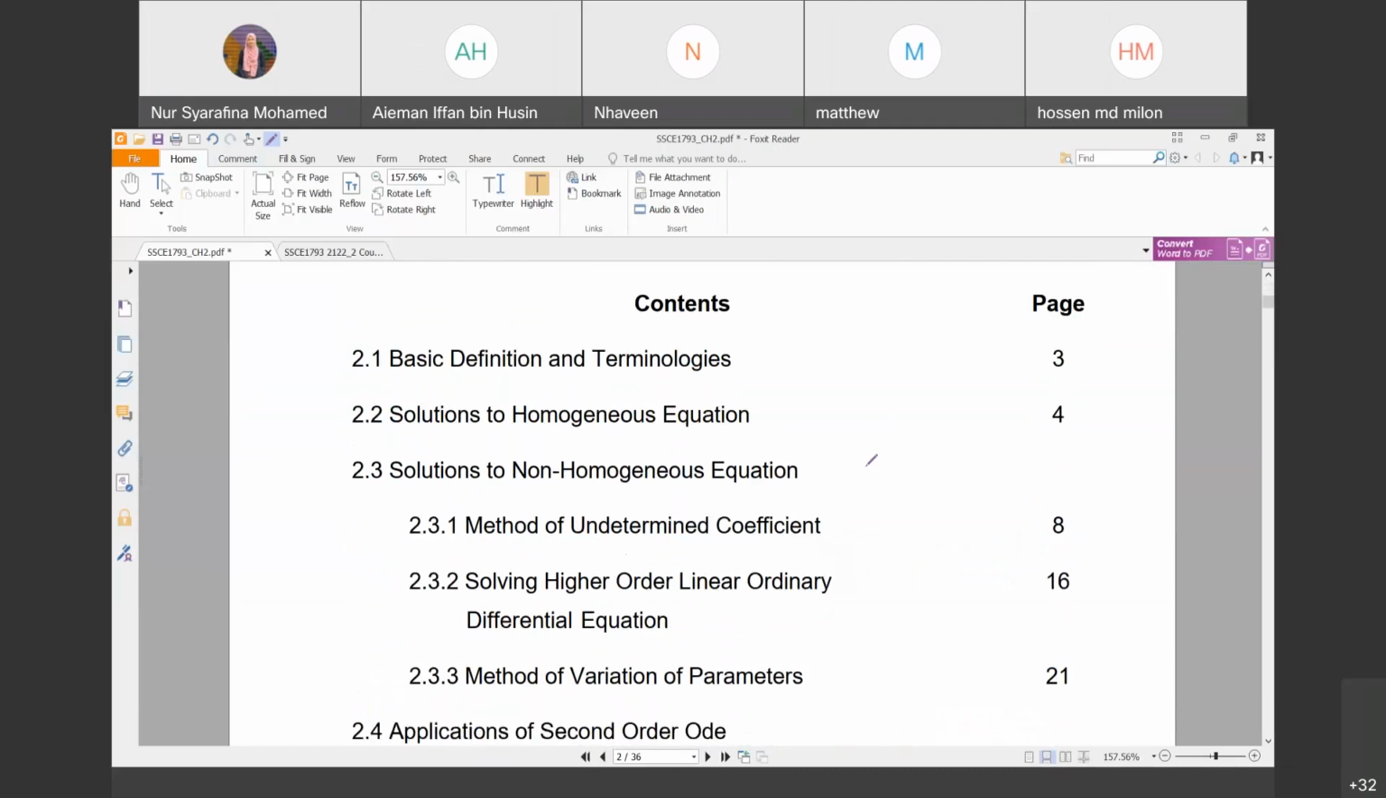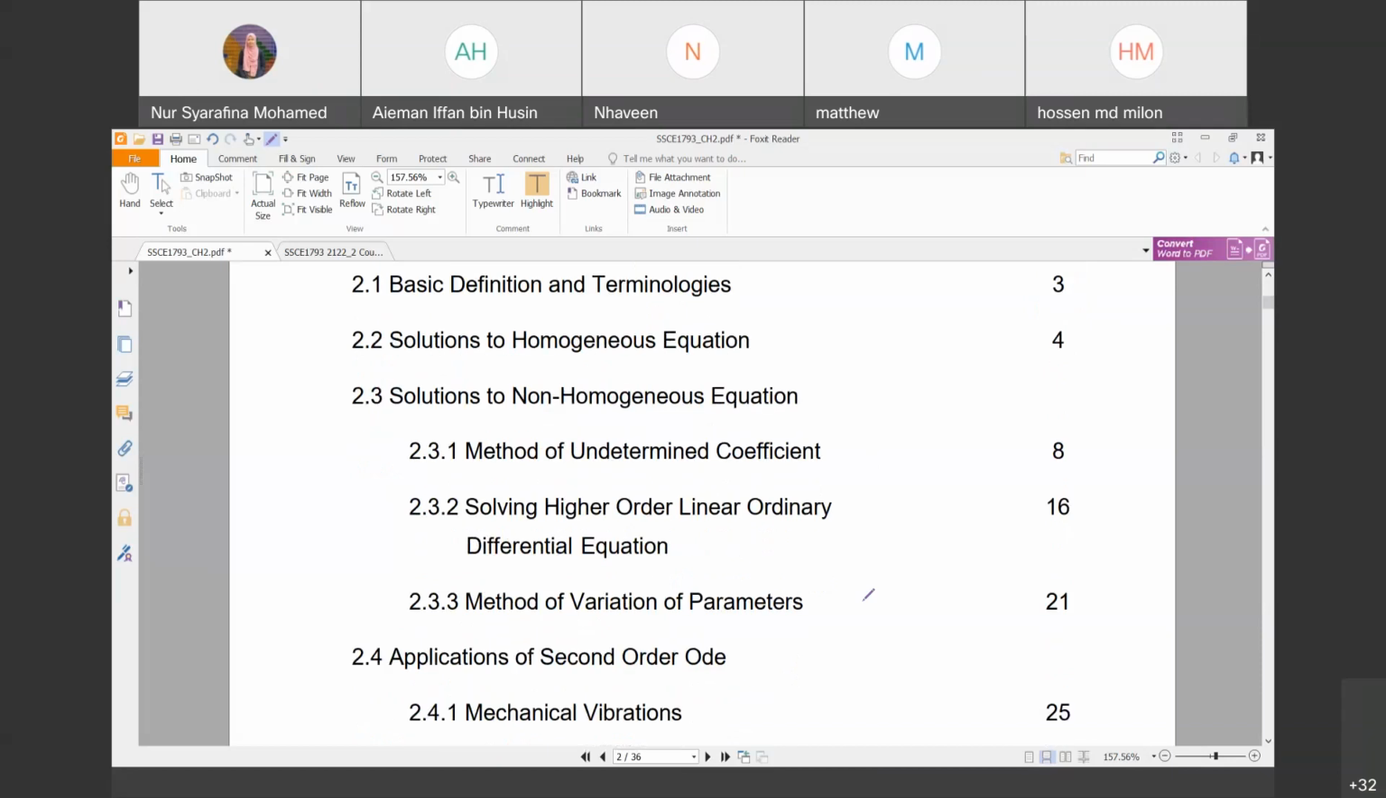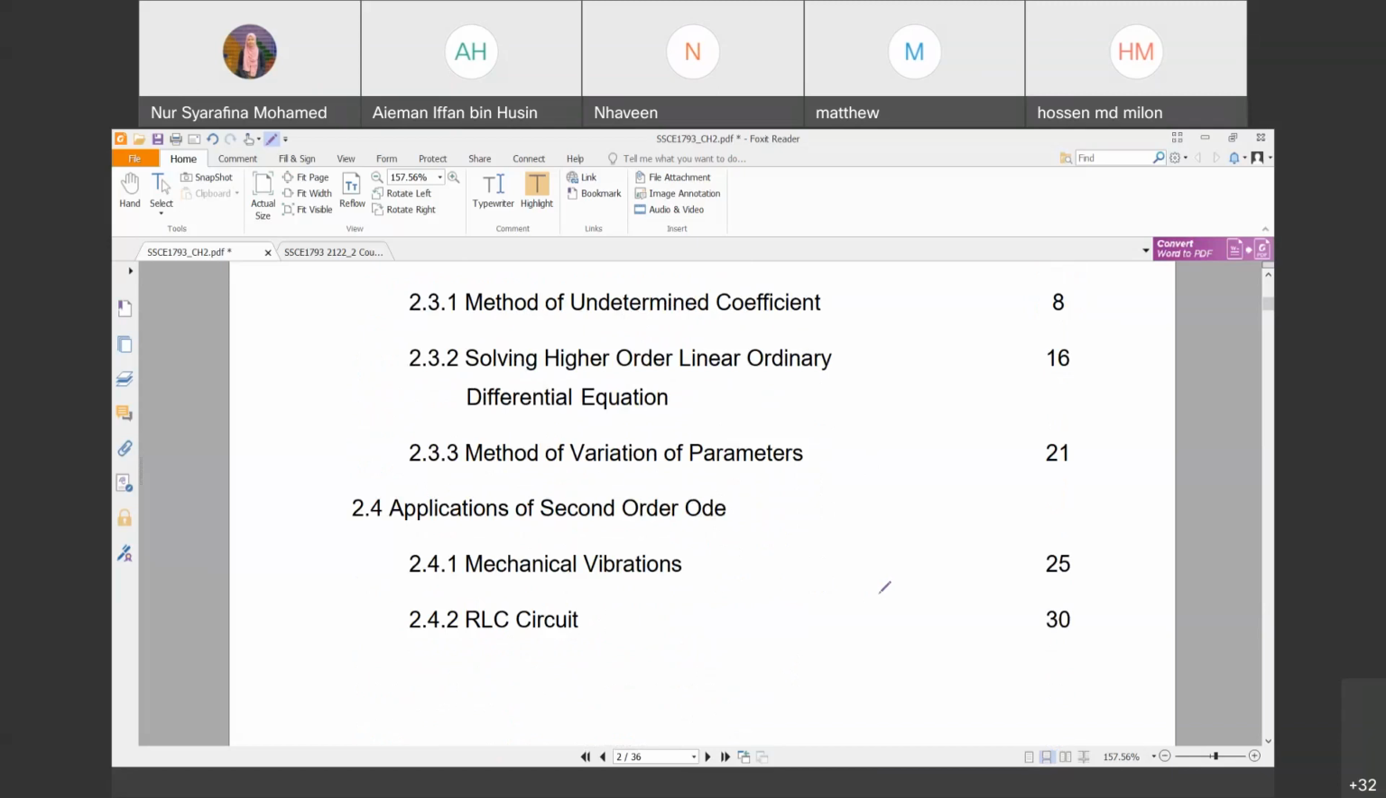We have the basic definition, terminologies, how to solve homogeneous, how to solve non-homogeneous. Okay, we have methods of undetermined coefficient, methods of variation, how to solve higher order linear ordinary differential equation. So instead of second order, maybe we can have up to third or fourth order of linear ordinary differential equation. Then at the end, we are going to discuss the application, where there are two applications here, mechanical vibrations and also RLC circuit.